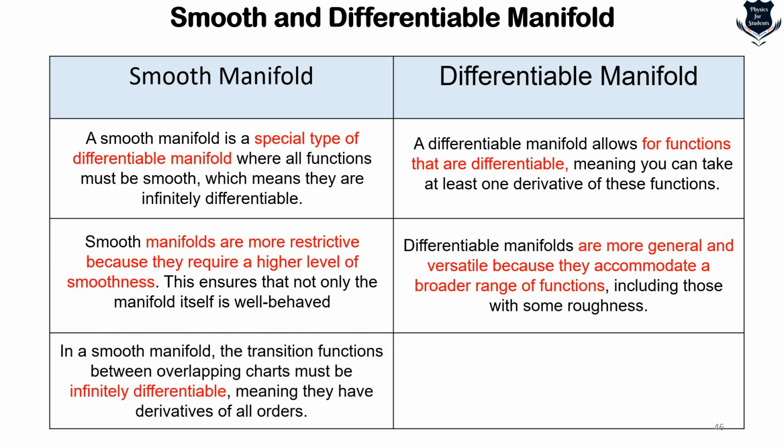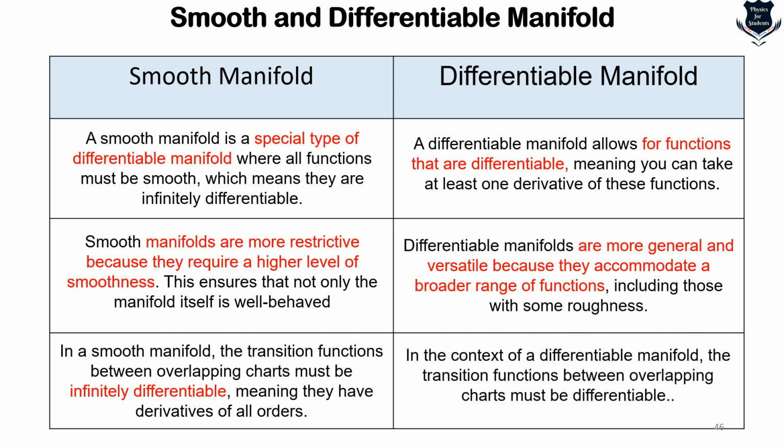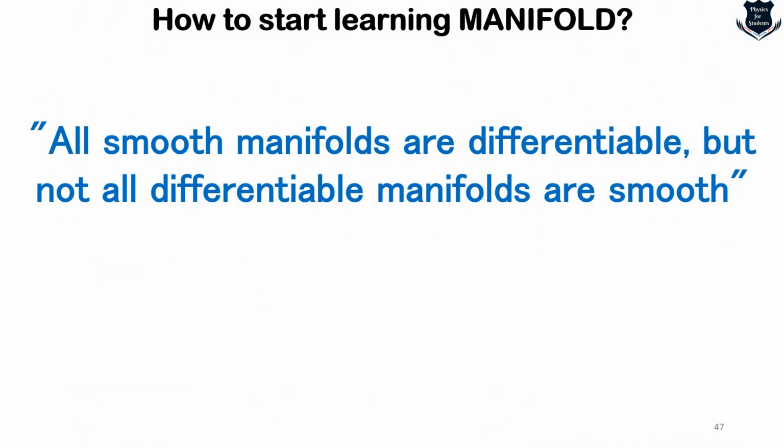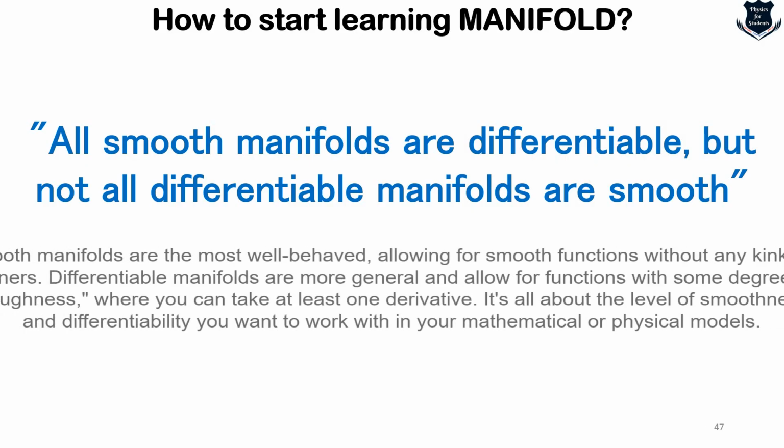turns. In a smooth manifold, the transition functions are infinitely differentiable, and in the context of a differential manifold, the transition function between overlapping charts must be differentiable. Now from here we deduce a wonderful line: all smooth manifolds are differentiable, obviously. This is the higher structure, but not all differentiable manifolds are smooth.